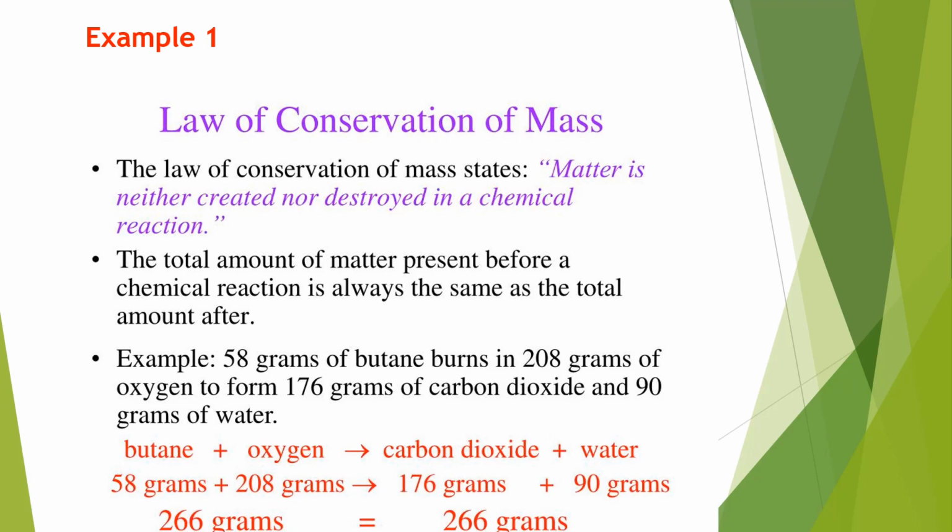Example 1. The law of conservation of mass states that matter is neither created nor destroyed in a chemical reaction. As we said, the total amount of matter present before a chemical reaction is always the same as the total amount after. Example: 58 grams of butane burns in 208 grams of oxygen to form 176 grams of carbon dioxide and 90 grams of water. Butane plus oxygen gives carbon dioxide plus water. This is the word equation, and you are not responsible for it.